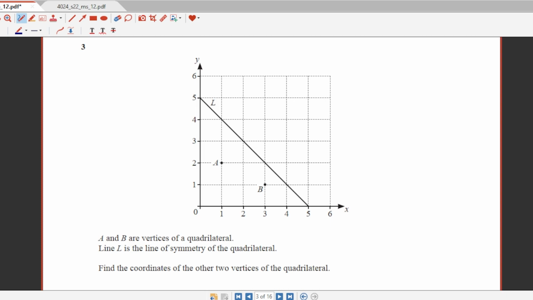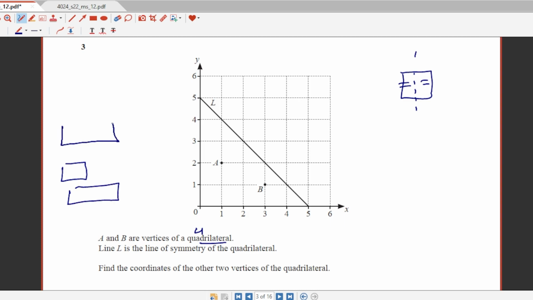A and B are vertices of a quadrilateral. Line L is the line of symmetry of the quadrilateral. What do you mean by line of symmetry? A line of symmetry is a line that divides a figure into two equal parts. For example, there is a square and this is a line of symmetry, which divides this part into this part. And a line of symmetry is also the line of reflection. If there is a quadrilateral, it means there is a four-sided figure. A four-sided figure may be a square, a rectangle, a trapezium, or a rhombus or kite. Any four-sided figure is called a quadrilateral.